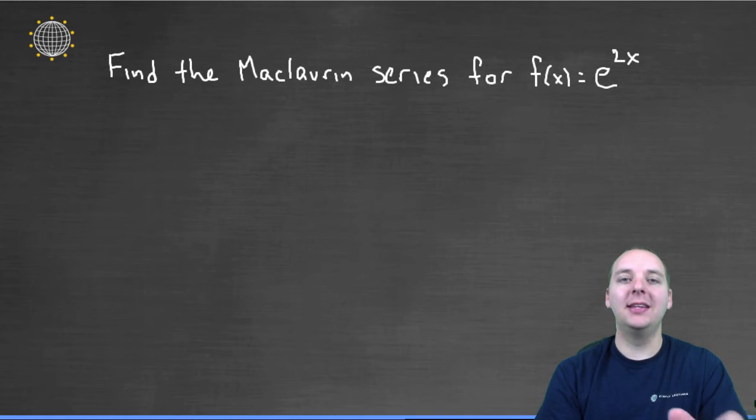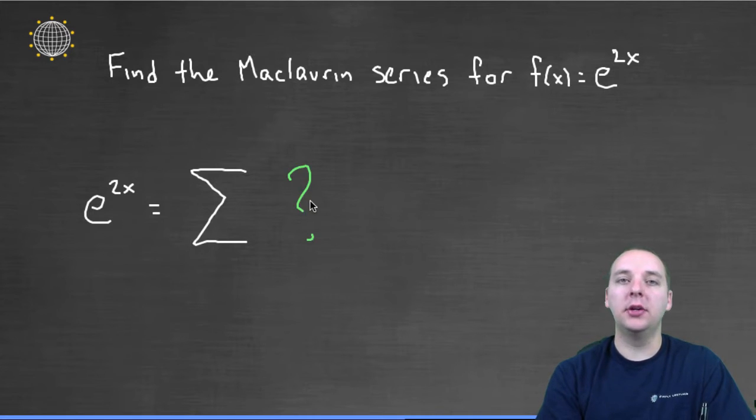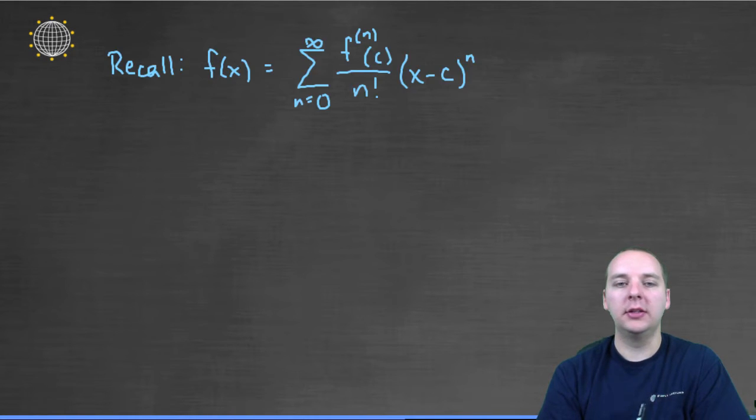If they had said find the Taylor series for e to the 2x, they would have also had to provide us with some value of c where they want the series centered. All right, so what we want here is to write e to the 2x equal to some series. But I'm not quite sure at the moment what we're going to put right here. That's the problem: we have to express this as a series. So let's see if we can figure out what we need to write in the series.